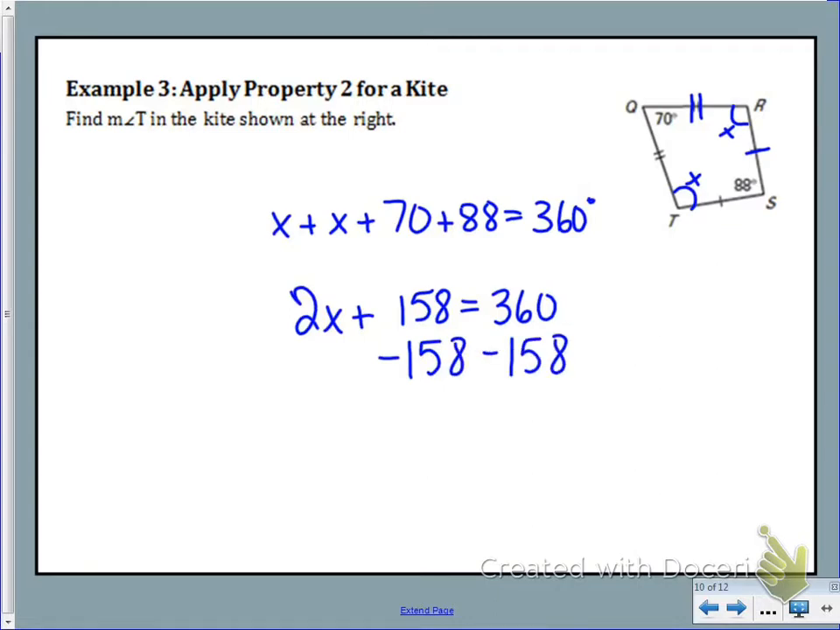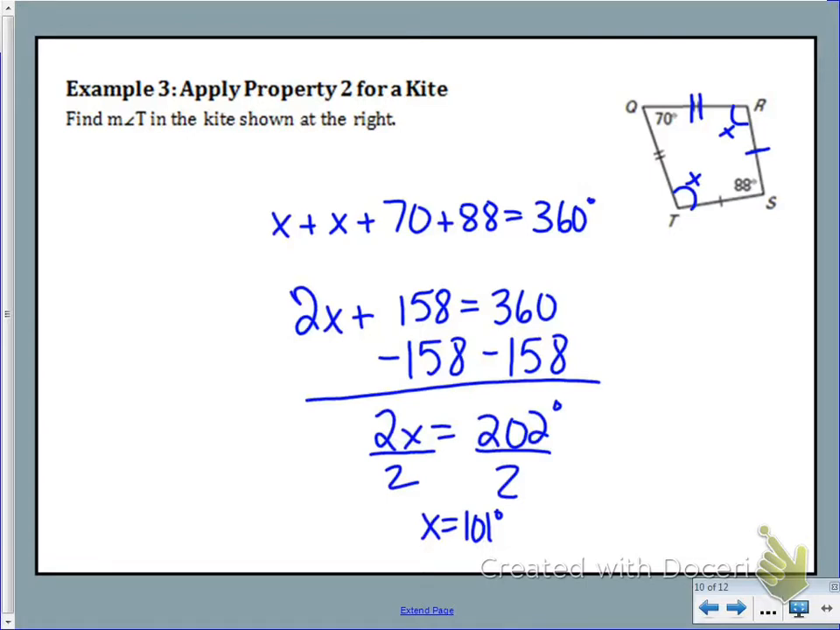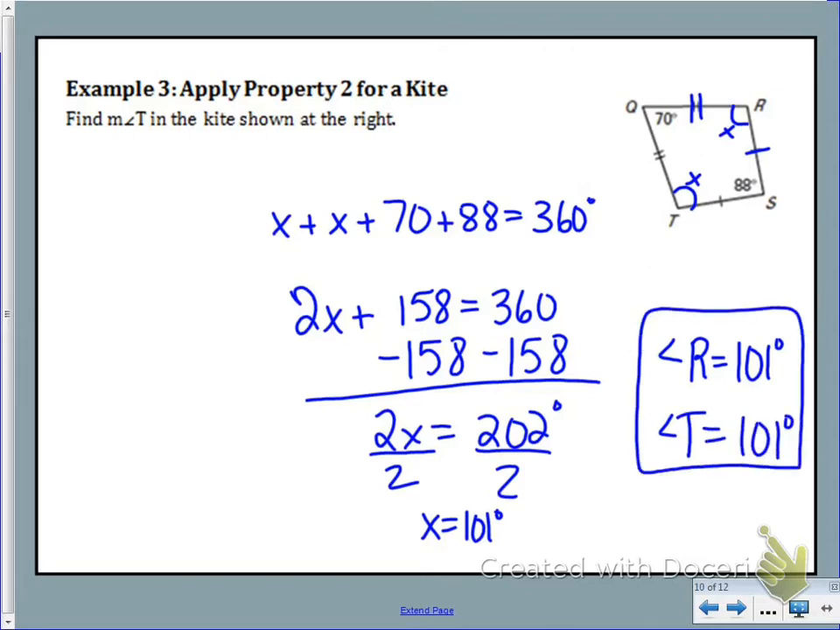Go ahead and pause your video and solve this equation. You should have found that x is 101 degrees. So since x was the same as angle R, we know angle R is 101 degrees, and we know angle T is 101 degrees, excuse me.